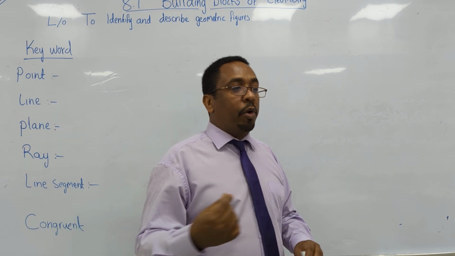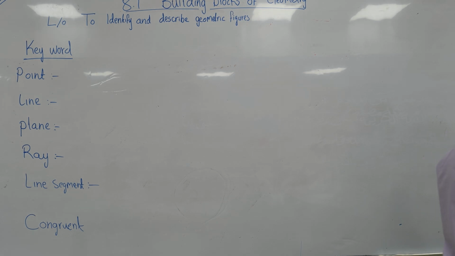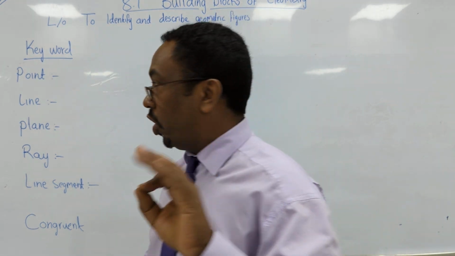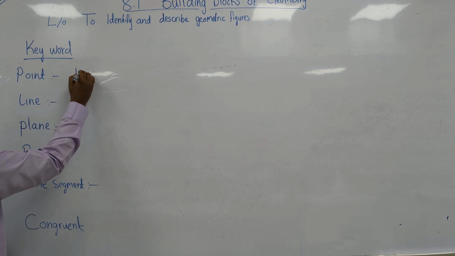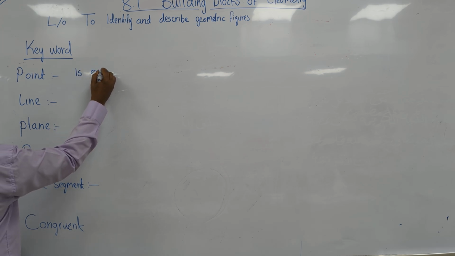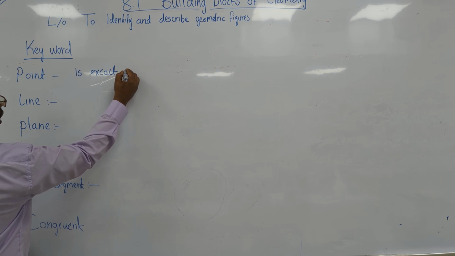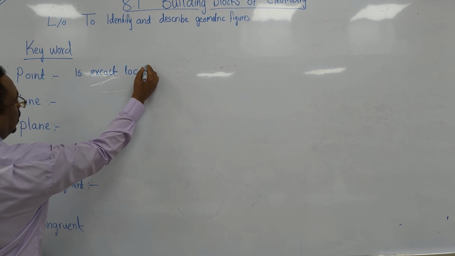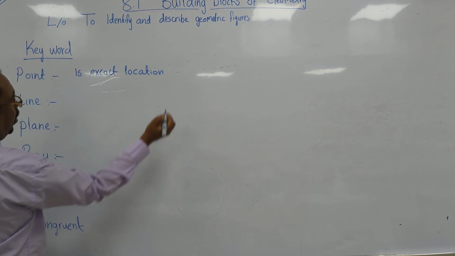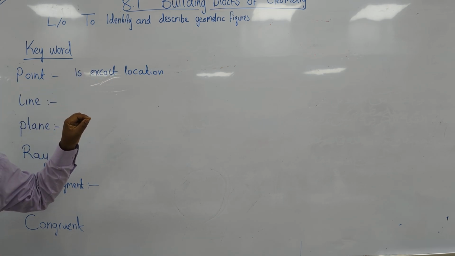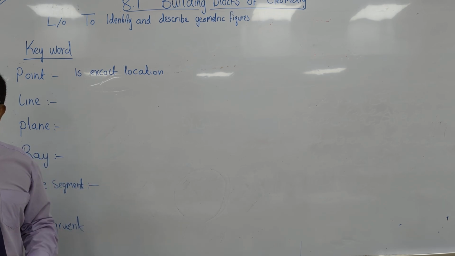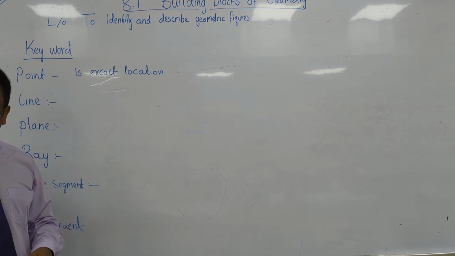What is a point? A point is an exact location. I want you to write down: a point is an exact location. A point could be an exact location. It could be represented by a capital letter and a dot.